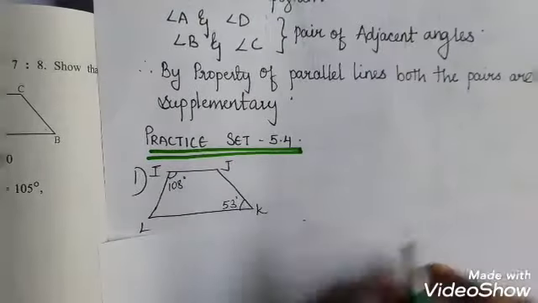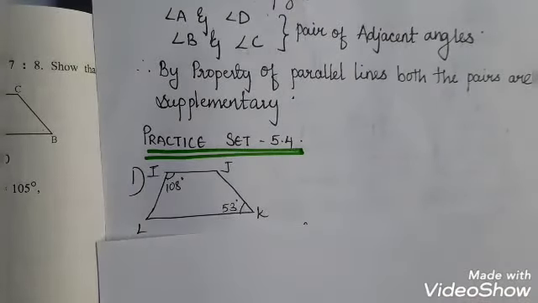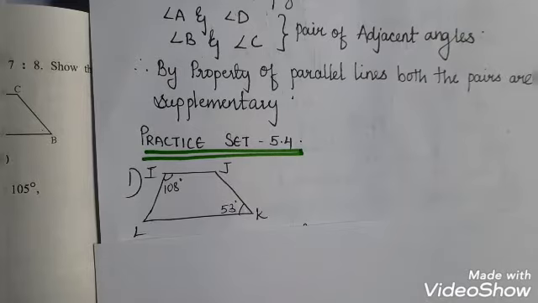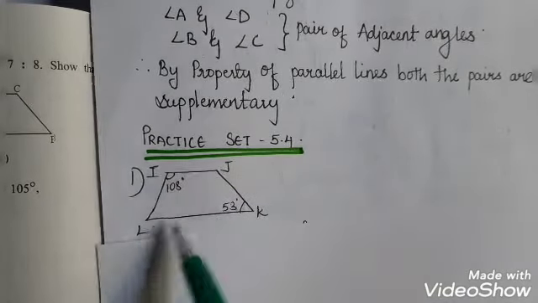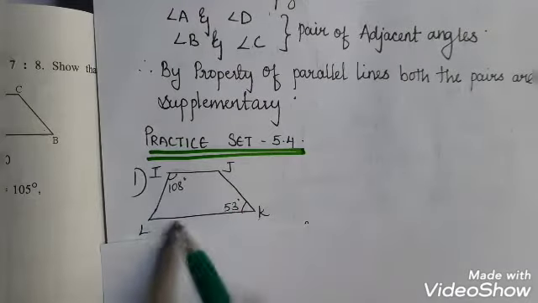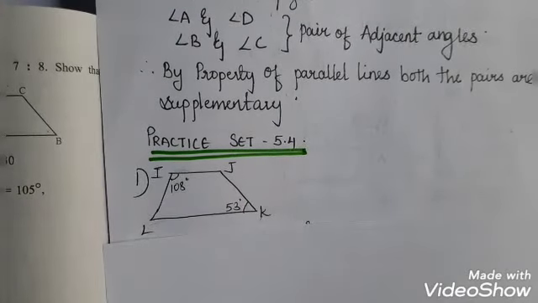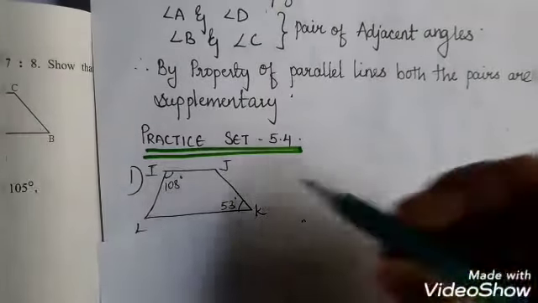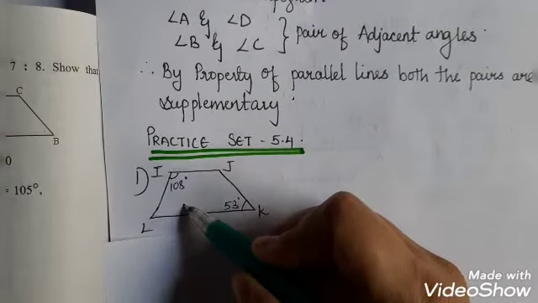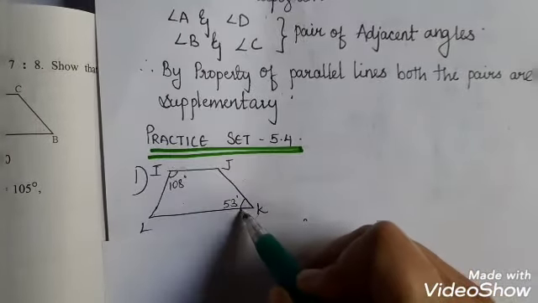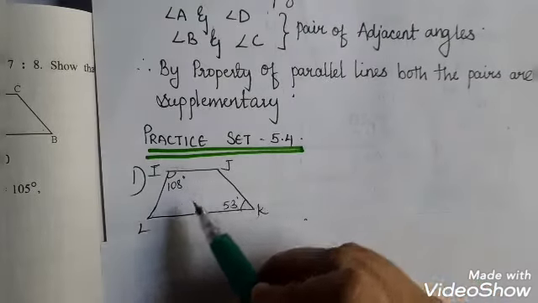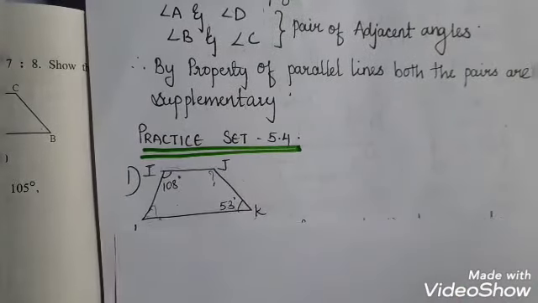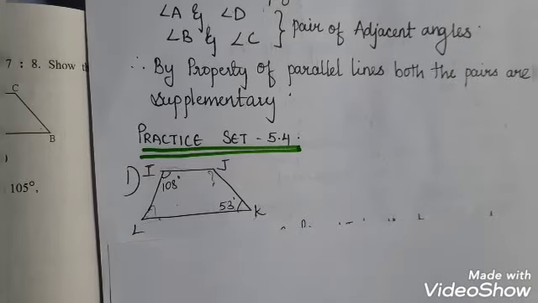You can see over here a quadrilateral which has been given to us, that is IJKL. I have drawn quadrilateral IJKL where sides IJ and KL are parallel. The remaining two sides are non-parallel sides, where angle I is 108 degrees and angle K is 53 degrees, and you have to find the measure of angle J and angle L. We need to find the measure of these two angles. So we begin with the proof.